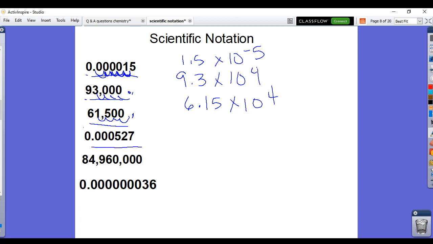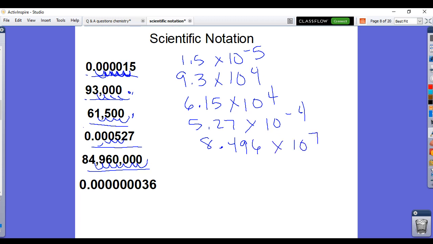And then here we have a number less than 1. So 1, 2, 3, 4. So 5.27 times 10 to the negative 4. And then we have this number is larger than 1. The decimal's here. So we're going to move it 1, 2, 3, 4, 5, 6, 7. So that's 8.496 times 10 to the 7th. And then this last one is less than 1. So we're going to move it 1, 2, 3, 4, 5, 6, 7, 8. So 3.6 times 10 to the negative 8.